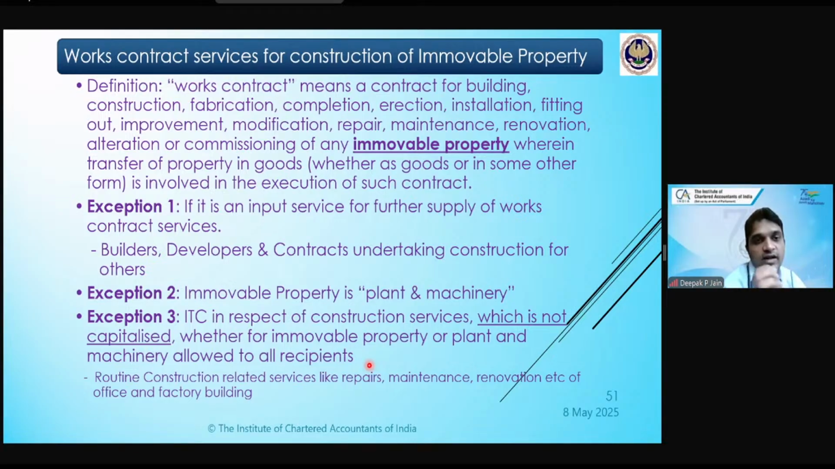So works contract services is all construction services. On that, you don't get the credit except these three. That is, if it is an input service for further supply of works contract. Second, if it is plant and machinery. And third is if it is not capitalized, like routine construction related services like repairs, maintenance, renovations, etc. On that, these three are the exception. Got it?